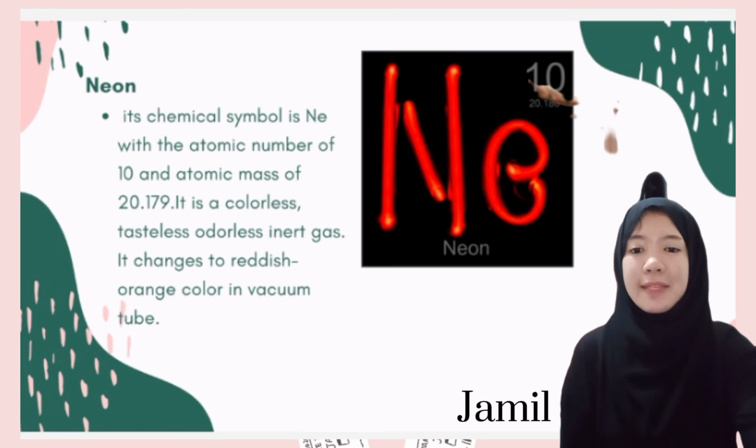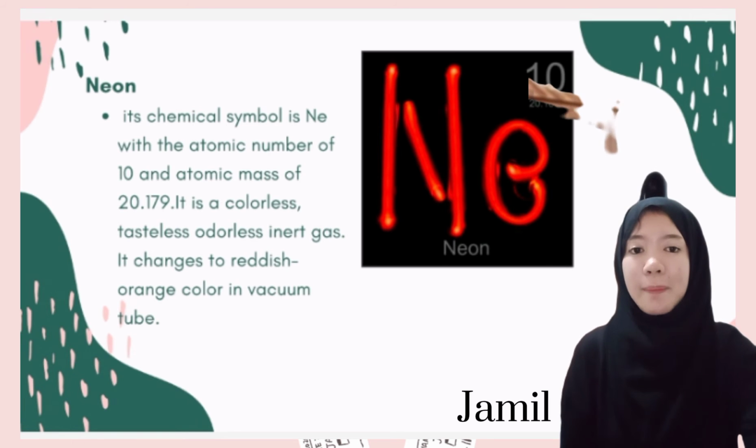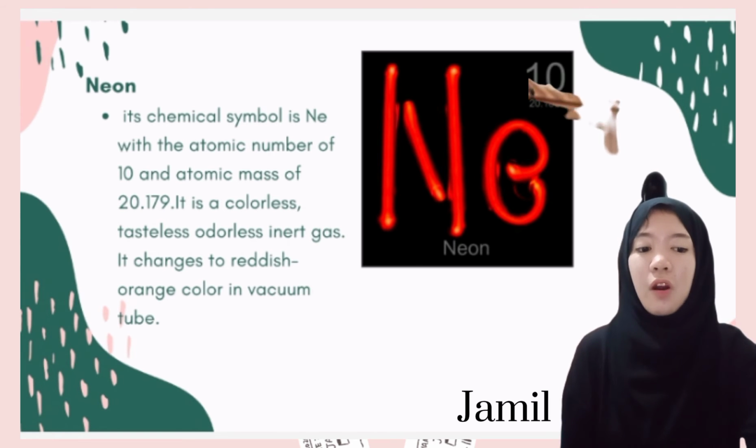The other chemical element is neon. Its chemical symbol is Ne, with the atomic number of 10 and atomic mass of 20.179. It is a colorless, tasteless, odorless inert gas. It changes to reddish-orange color in a vacuum tube. It is chemically inactive. It has the lowest liquid range of any element.